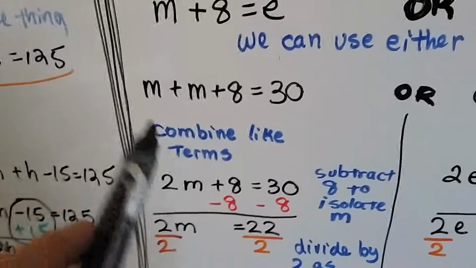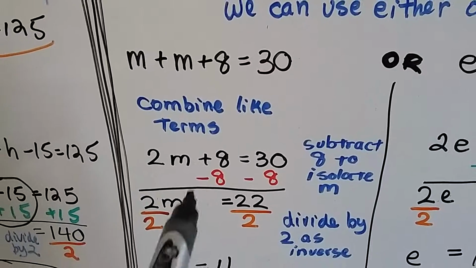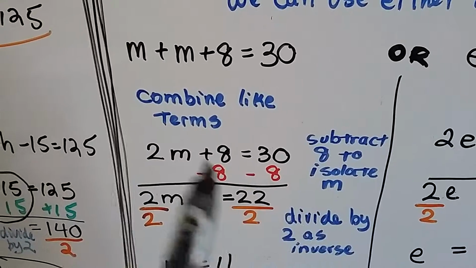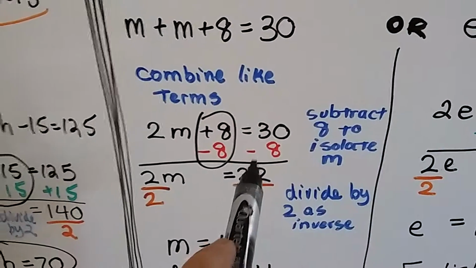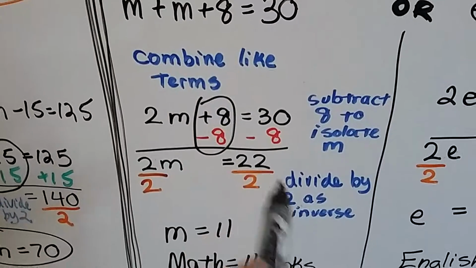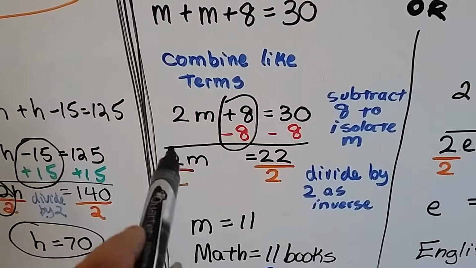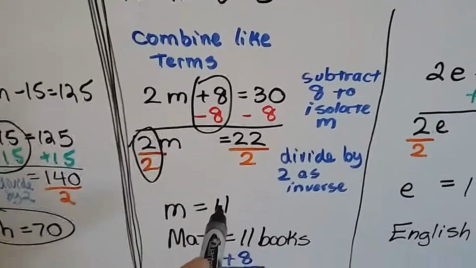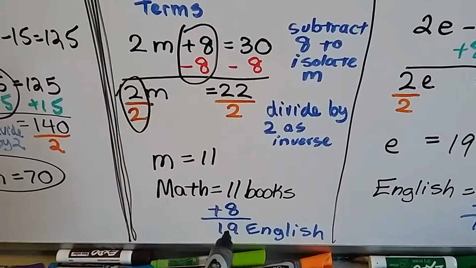We combine the like terms, M and M, and we get 2M, and we add the 8, and it equals 30. So now because we added the 8, we need to subtract the 8 to isolate this M. And then this will become a zero pair, won't it? And then 30 is going to get smaller because we're subtracting 8. It's going to be 22. We've got 2m equals 22. Now we need to divide by 2 as the inverse of this multiplication right here. 2 divided by 2 drops off because it means 1. And 22 divided by 2 is 11. So we know there's 11 math books. All we have to do is add the 8 books to it, and we know that 19's got English.